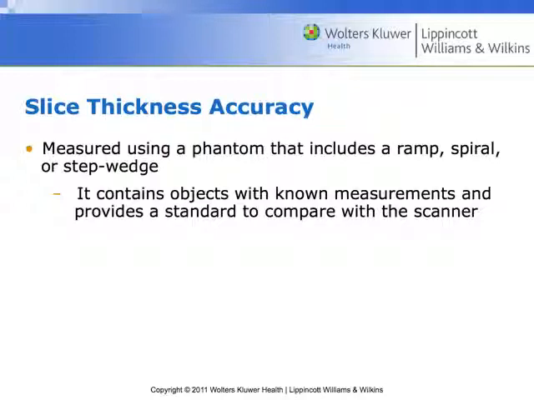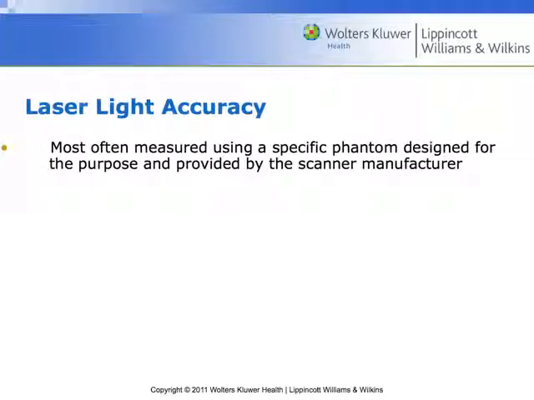Okay, slice thickness accuracy. We're going to measure this with a phantom that includes a ramp or a spiral or a wedge, and then as we scan through that phantom, we're going to be able to tell, for instance, was this distance appropriate? I told it to scan 2.5 millimeters. Did it actually scan 3 millimeters? Right? Did it move too much? How accurate is it in recording and executing slice thickness?